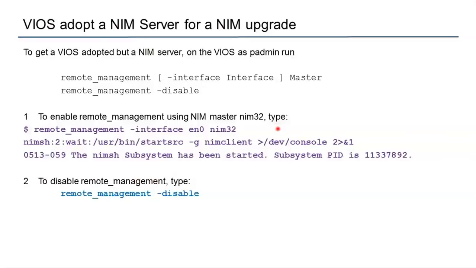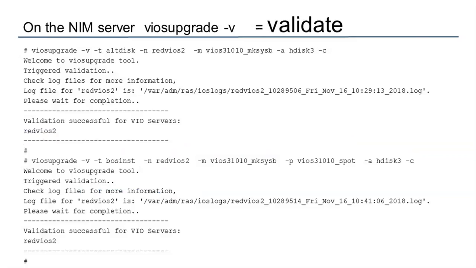Let's carry on going down. Then if you go to the VIOS server, if it's not already controlled by the NIM, then you can disable it, and then you can use the remote management. It's the VIOS server asking the NIM server, I want to be managed by you. That's the interface you're going to do that over, and the NIM host name over here, and then it starts up the NIM service to do that. So that gets the VIOS server ready.